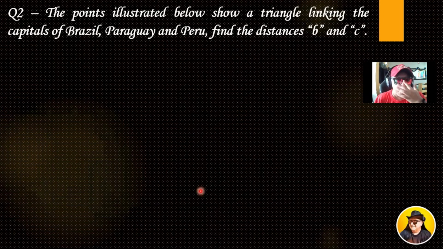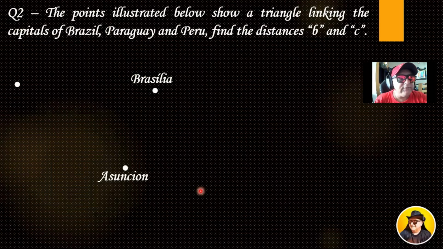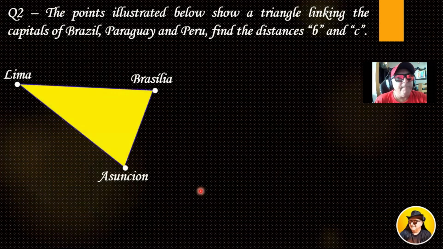All right, so let's do question number 2. Oh, it's a word problem. The points illustrated below show a triangle linking the capitals of Brazil, Paraguay, and Peru. Find the distances B and C. So, Brasilia, Asunción, and Lima. This is a non-right triangle.